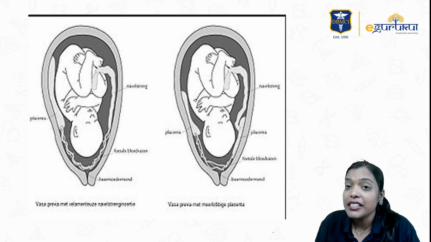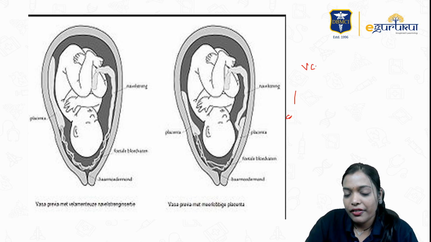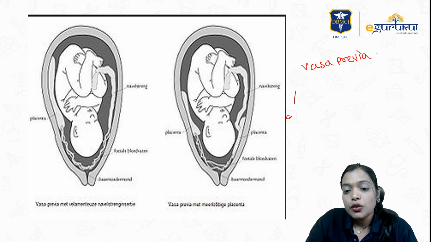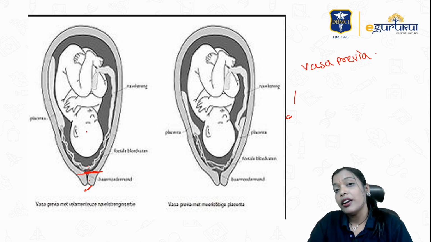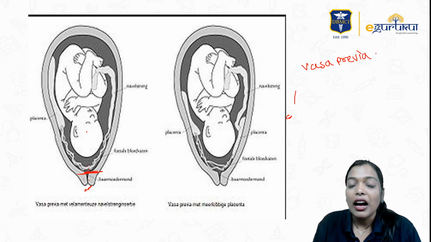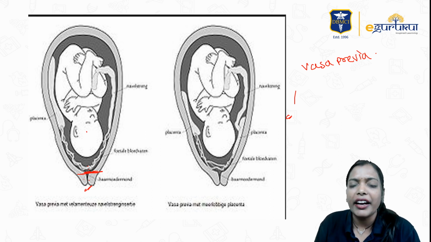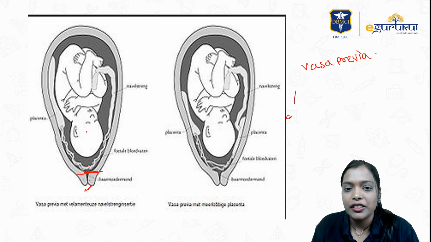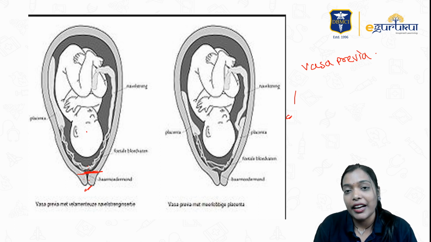Next, this is called Vasa Previa. When fetal vessels with membranes are present below the presenting part and above the internal os, you call it Vasa Previa. I repeat, when fetal vessels with membranes are present below the presenting part and above the internal os, you call it Vasa Previa. Here again you have a high risk of fetal hemorrhage.